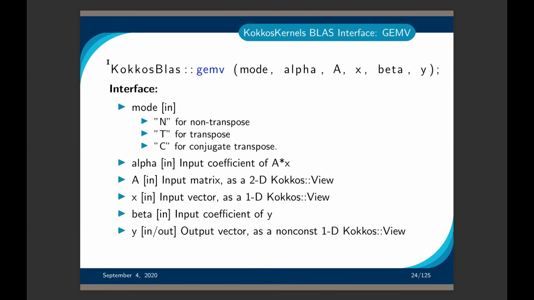So this is the detail of the Kokkos BLAS interface. And this mode includes the transpose of the matrix A. And A is provided as a Kokkos view. So it can be LayoutRight, LayoutLeft, or LayoutStride if this is a sub-view of another multidimensional array. And the same thing happens with X.